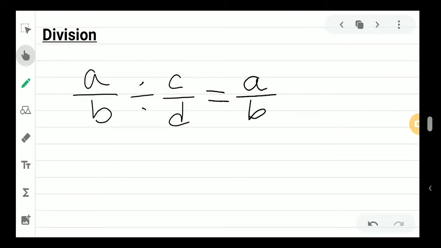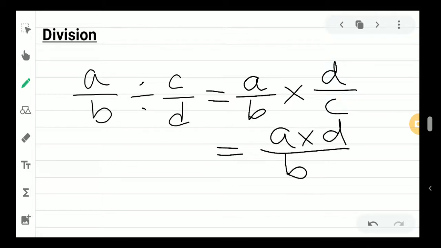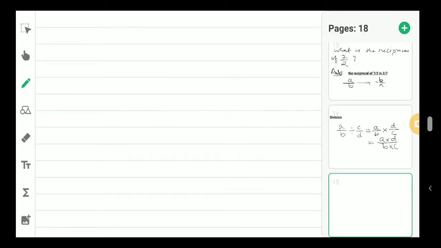Now see, a by b is written as a by b. This division sign will change to a multiplication sign, and this c by d will change to its reciprocal. As I told you, the reciprocal is the changing of numerator and denominator. So d will be here, that means d by c. So you can do this multiplication, a into d by b into c. This way we can divide any two fractions. Let us see with an example.